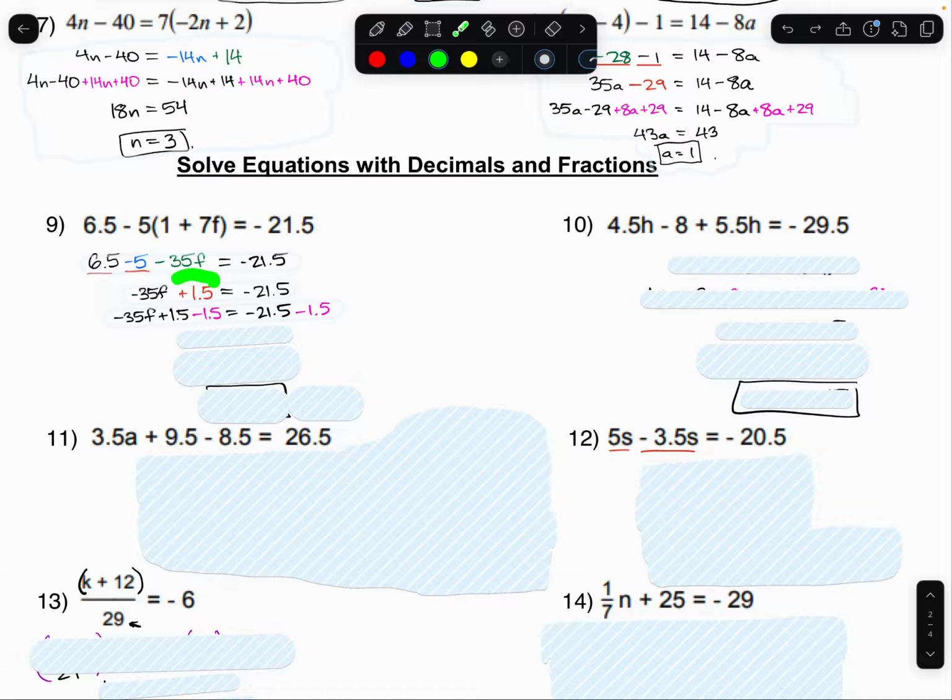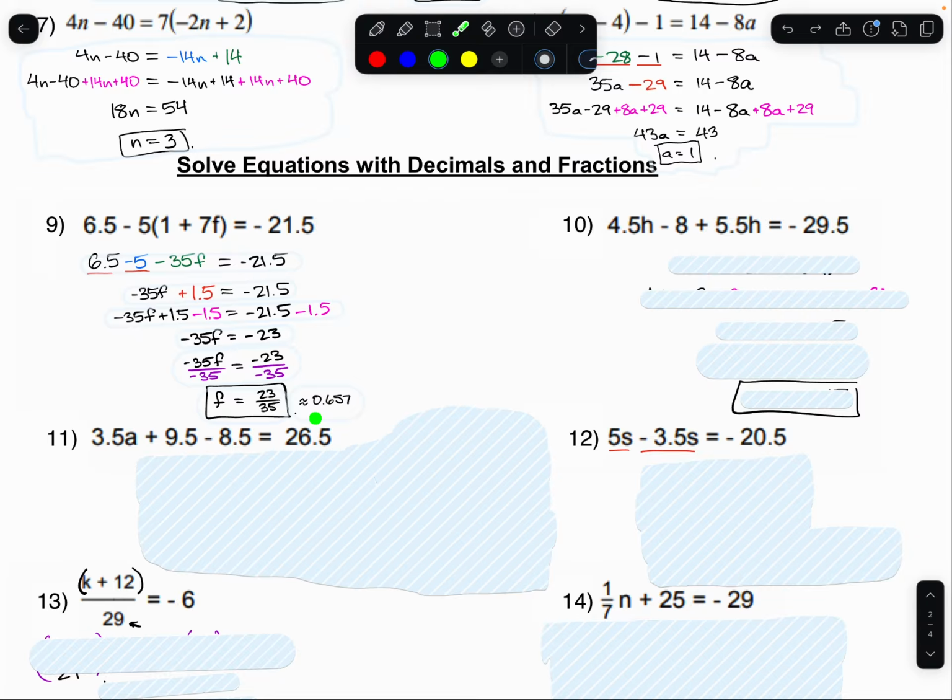We need to add or subtract this constant term, so we're going to make sure that we get an f term, a term with a variable by itself, and the constant on the right, and then divide to really get the variable by itself without a coefficient. So f should be this weird fraction. That's okay. If you didn't do fractions, you might have done decimals, and it's approximately 0.657. All right, number 10.